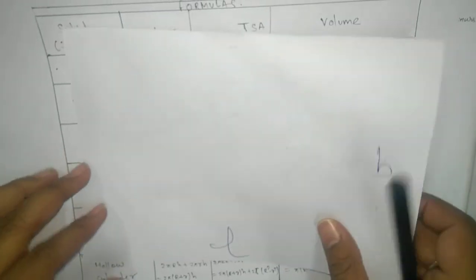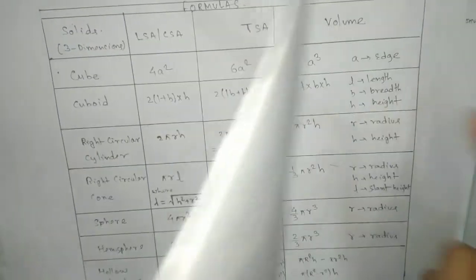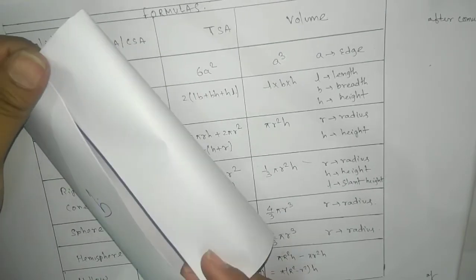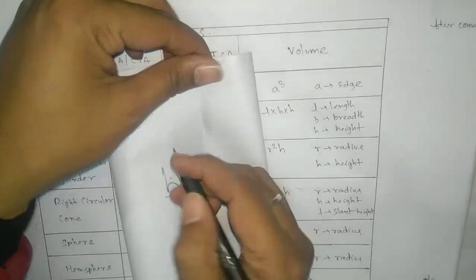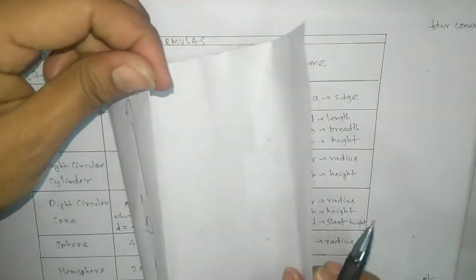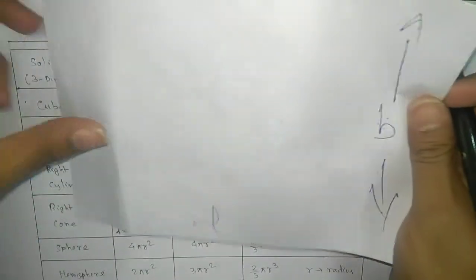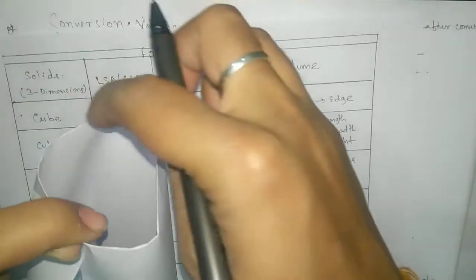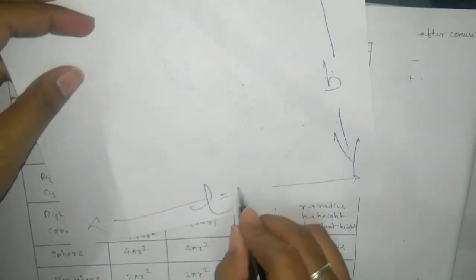Now you roll it. If you roll it, you can see here you will get a cylinder. And if you see here, this will be what? This will be the height. This B will be your height, and this part will be your length. That means if you roll, this part will be your circumference. That means length equals circumference, and circumference means what?